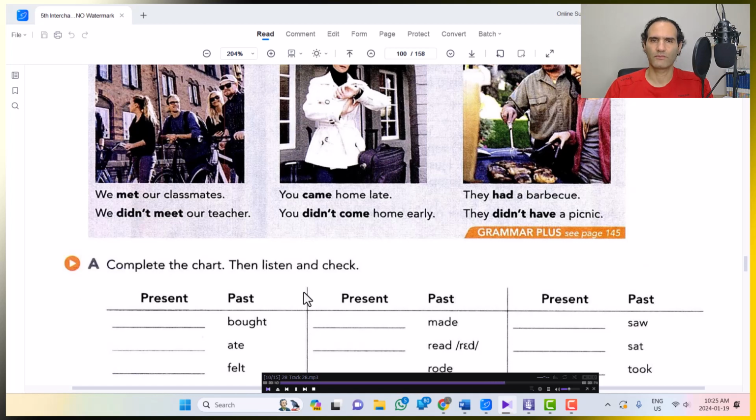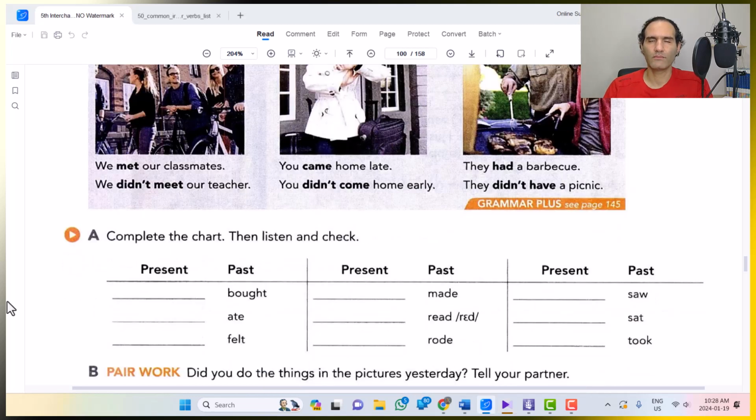You came home late. Did you come home late? You didn't come home early. They had a barbecue. Did they have a barbecue? They didn't have a picnic.